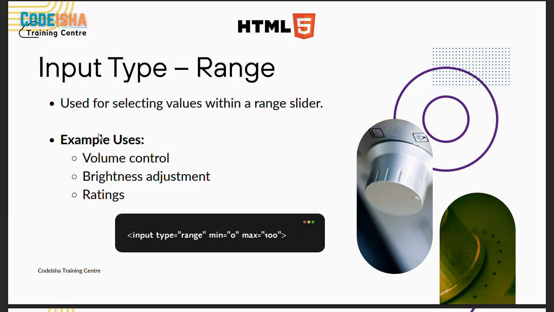This range input type is used for selecting values within a range slider. We can use it for volume control, brightness adjustment and ratings. To declare it, we add the input, and inside it the type attribute is range. If we need a specific range, like minimum to maximum, we need to add these attributes, minimum and maximum. Let's add these two.